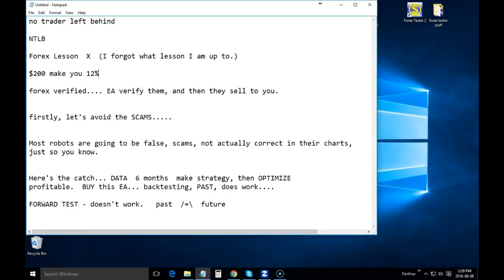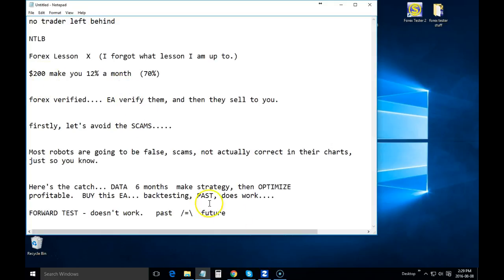Or okay, they were claiming 12%. I did see claims on that one for 70% a month, which seems sort of outrageous, but they're going to make you 12% a month. Be real. If that really existed, they sure as heck wouldn't be selling it to people for only 200 bucks. That thing would be worth 10 grand easily.